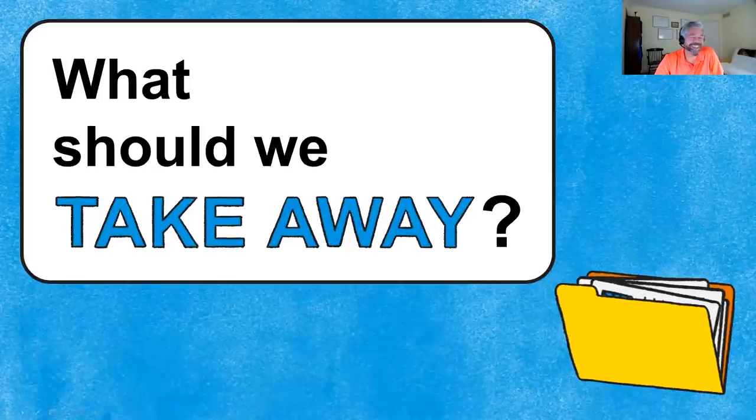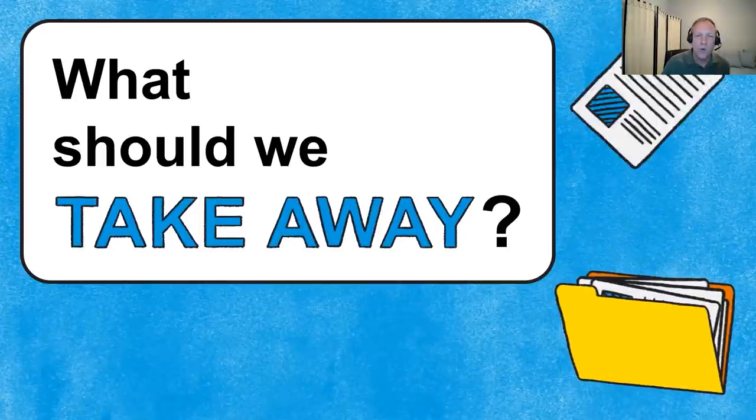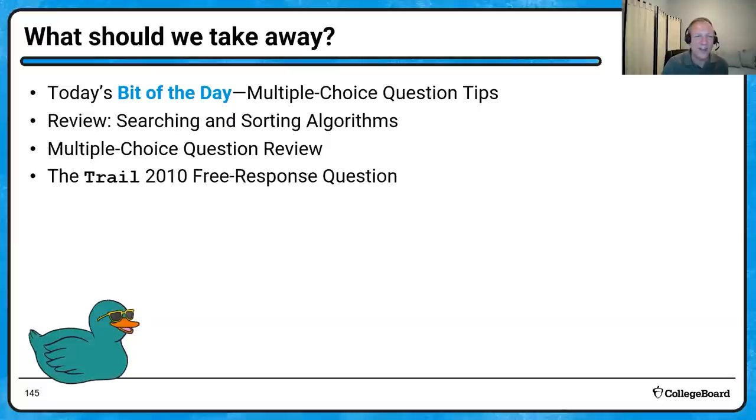But hey, what should we take away now from this entire session? Well, again, there's the following documents in our file here. So many things. We talked about the bit of the day, opened up with our multiple choice question tips that we had. Rob had a great extensive review on searching and sorting algorithms. A lot of information there. Our multiple choice question review we covered as well. And then we hit the trail with the Trail 2010 free response question.